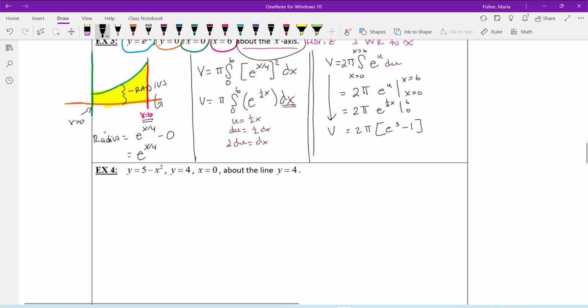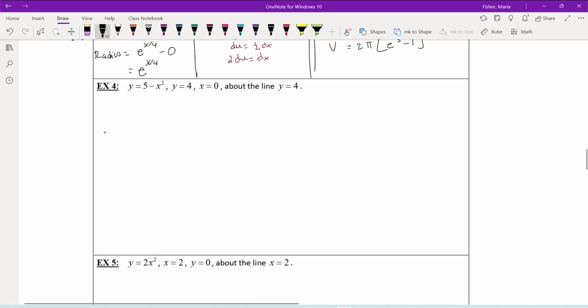Let's look at number 4. Number 4 is y equals 5 minus x squared, y equals 4, x equals 0, about the line y equals 4. So we're going to be rotating this about the line y equals 4. Well, y equals 4 is horizontal. Since that's horizontal, we know that we are going to integrate with respect to x.